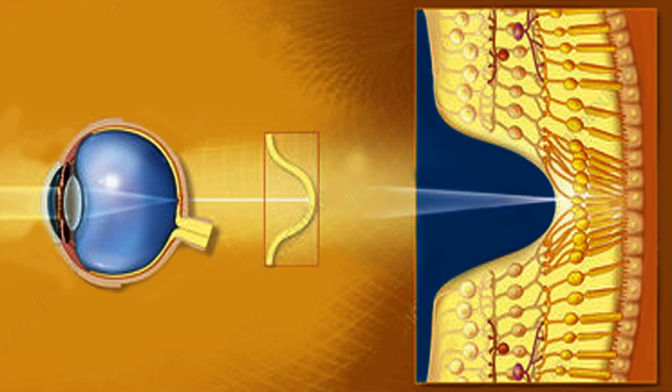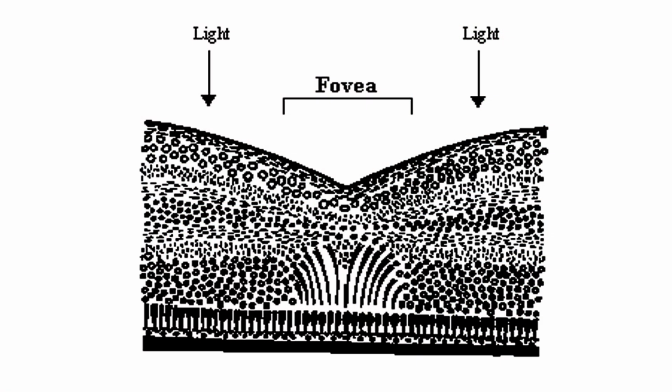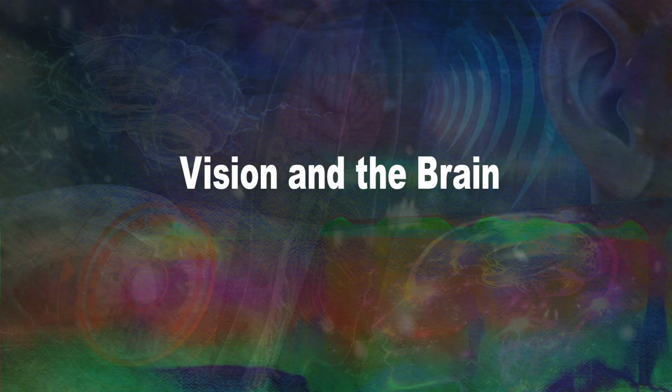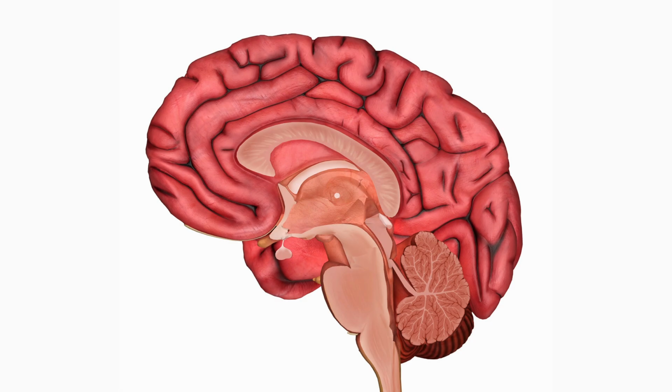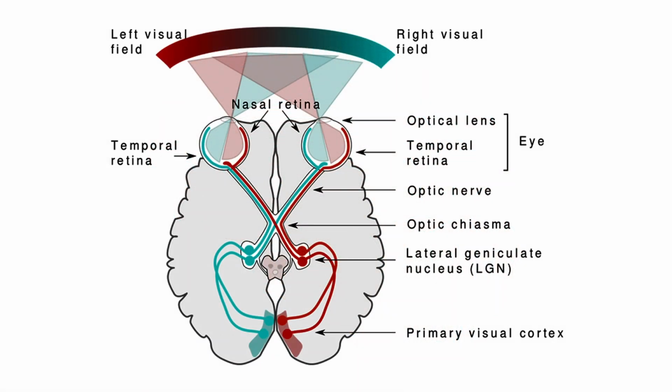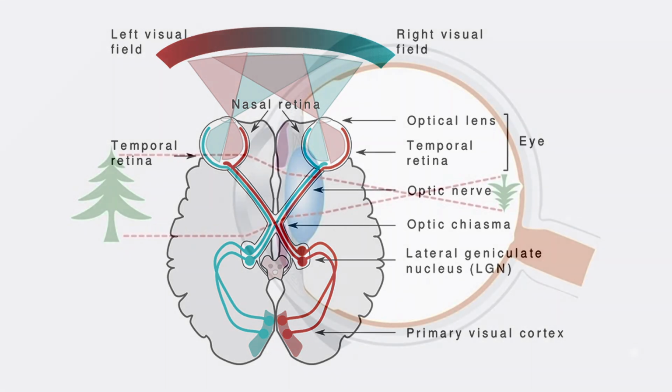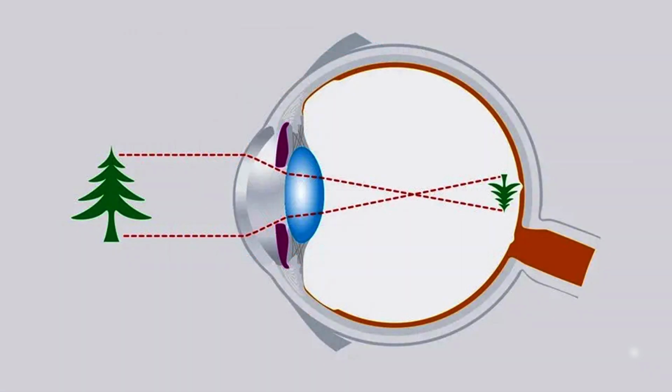The cones are most densely packed at the center of the fovea. Their density decreases sharply just a few degrees beyond the fovea's center and then levels off more gradually to the periphery of the retina. Vision and the brain. As we can see from the image, the brain is responsible for converting the upside down retinal images into meaningful visual information. But the first stage of neural processing actually takes place in the retina itself.